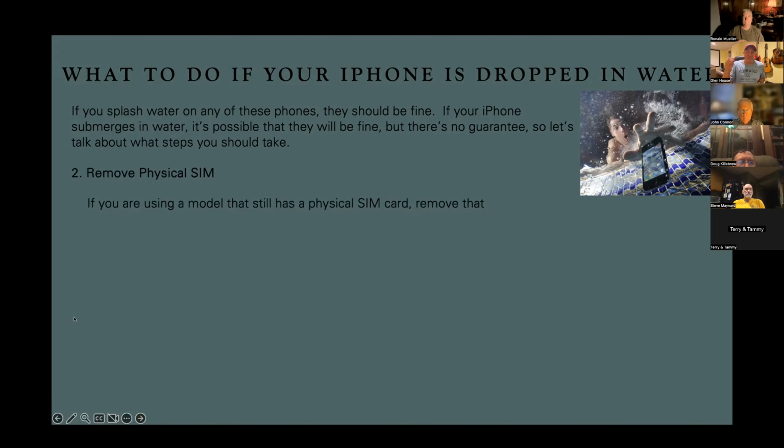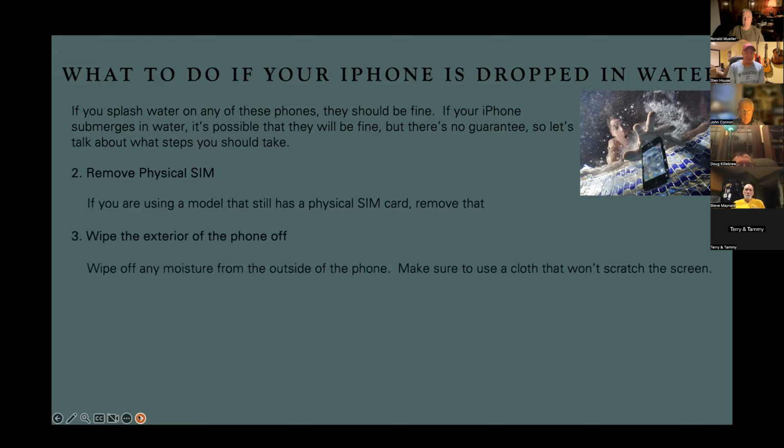If you've got a physical SIM in the phone, so if you've got like a 13 or 14, you probably don't, but if you've got an older phone, remove the physical SIM card from the phone. So hopefully that will save the SIM card and all of your contacts, etc. in there. Then the next step you want to do is wipe off the exterior of the phone.